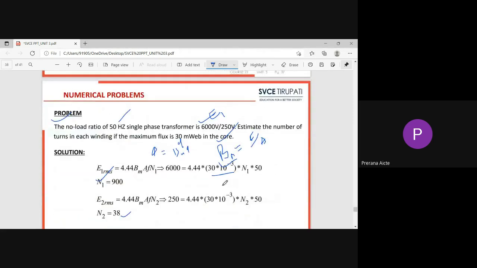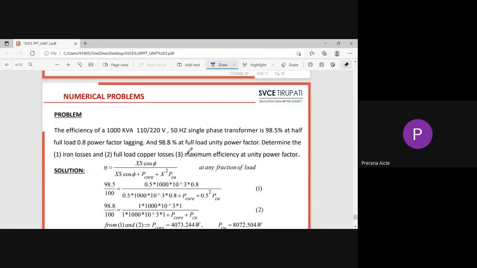So these are the basic things in transformer we studied from the GATE point of view in today's class. And one more last problem is there, that is a problem on efficiency. The efficiency of a 1000 kVA 110 by 220 volts 50 hertz single phase transformer is 98.5% at half full load, 0.8 power factor lagging, and 98.8% at full load unity power factor. Determine the iron losses, full load copper losses, and maximum efficiency at unity power factor. Very, very important problem here.